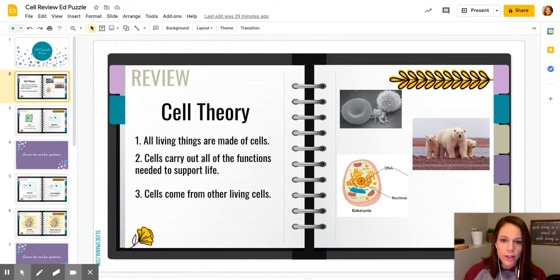The second part says cells carry out all of the functions needed to support life. And the third part is that cells come from other living cells, meaning that you can't just create life from nothing. It has to have come from a cell or come from another living thing.